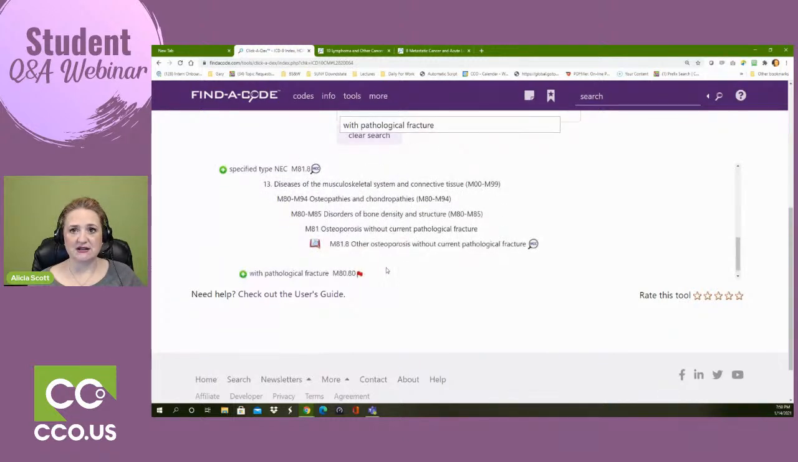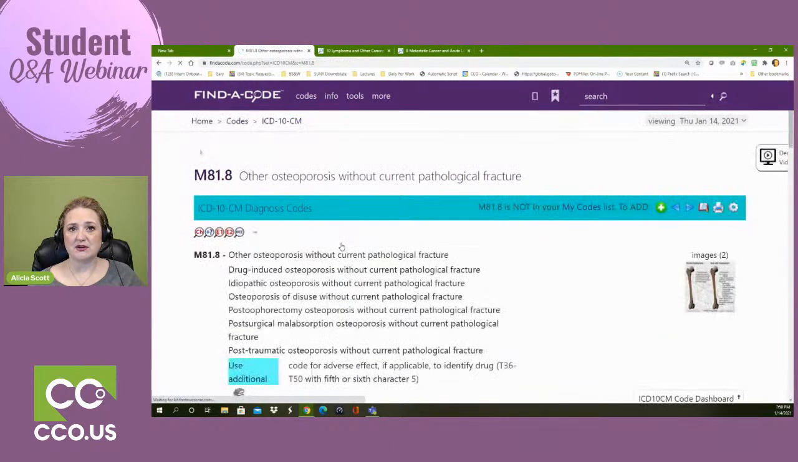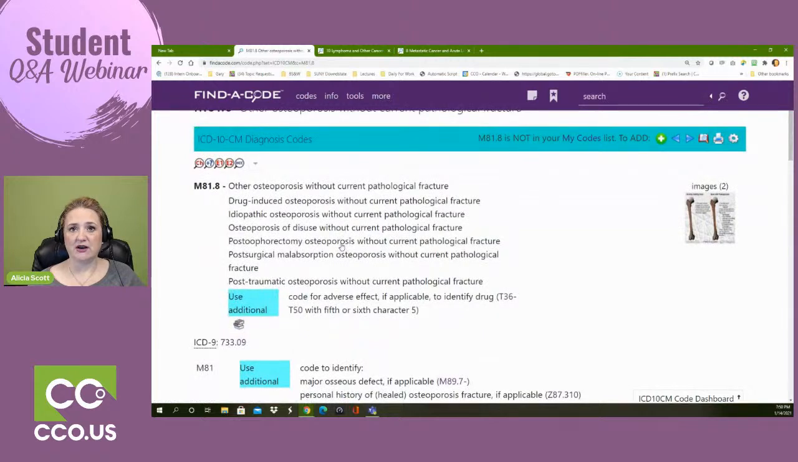So let's look and see what that is. Without it, it's other. It's not just regular osteoporosis, it's other. And that's what you might want to code. Query the provider. But always with osteoporosis, there's two things they're asking: one, what type it is, and if it's current with a current fracture or not.